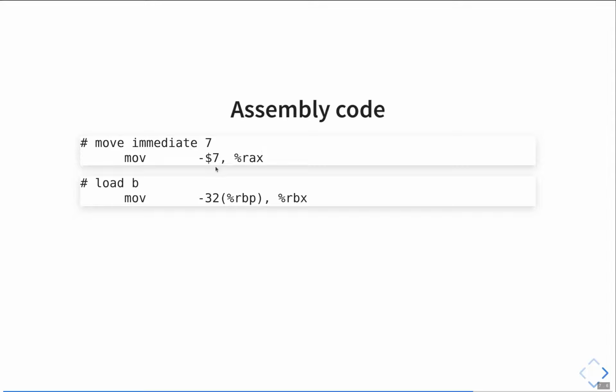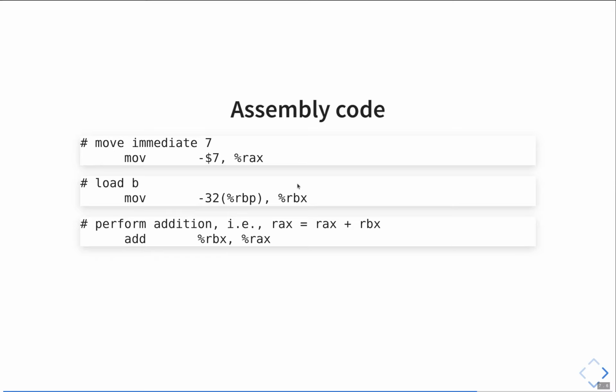Then we're moving the value b into RBX, so we're saying negative 32 offset from RBP to get the value of b. We're moving that into RBX, and then we're adding RAX to RBX and storing the result in RAX. This is actually performing the addition. And finally, we're storing the result in X. So now that RAX has the result of the addition, we're moving the value from RAX into negative 16 RBP.